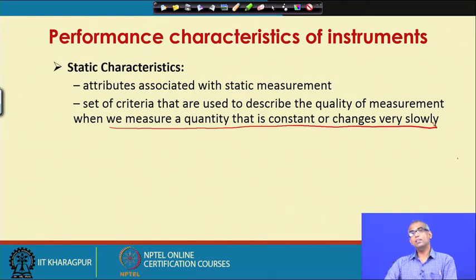The quantity that we are measuring either remains constant or changes very slowly. So, under such conditions, or under a static environment, the set of characteristics that we use to evaluate the quality of the measurement will be known as static characteristics.